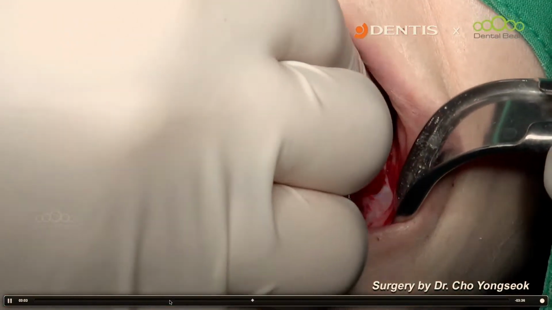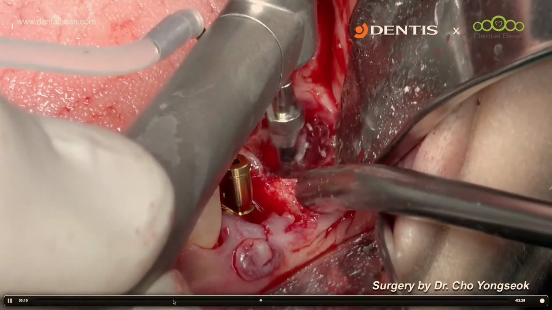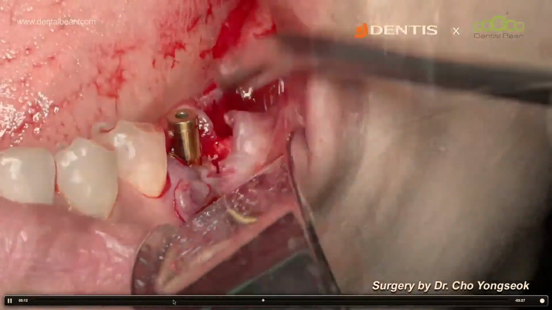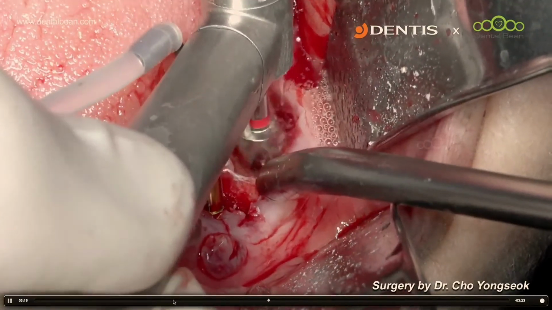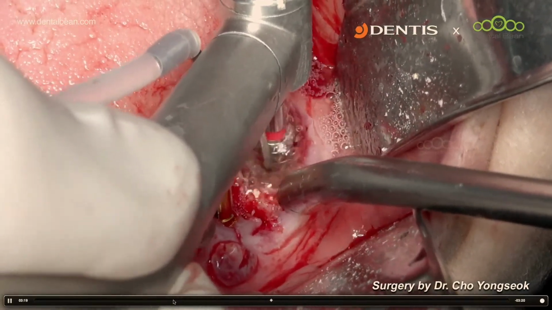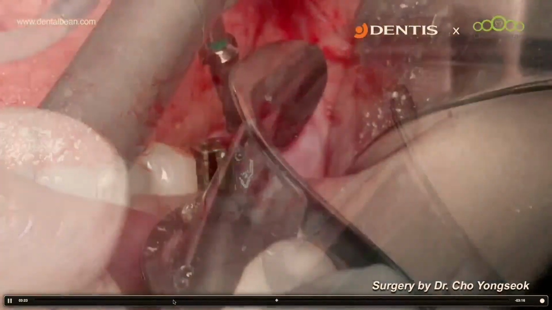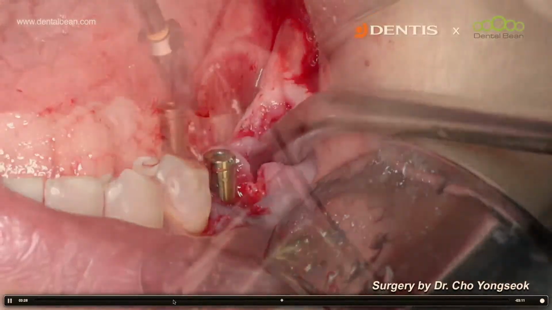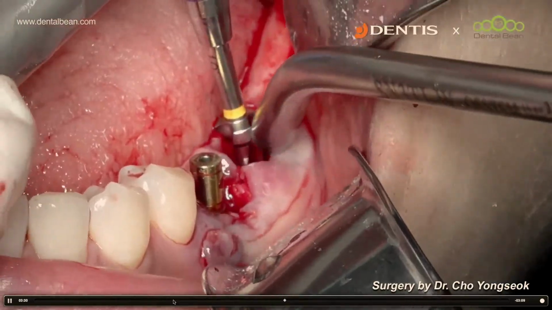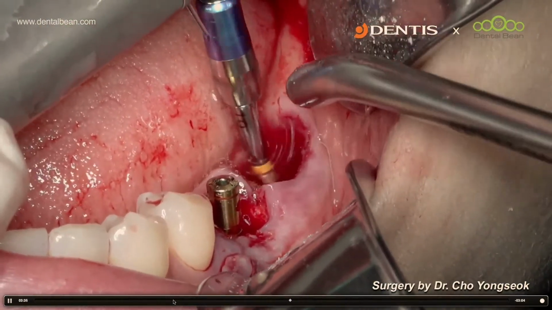Okay, then I'll place another one. In such a trouble case, better to prep osteotomy one by one. In healed site, I prep osteotomy simultaneously to speed up, but not in such a hard case. With the tactile sense, gradually advance and check with the depth gauge. Always long drill, if possible, long is better than short drill.